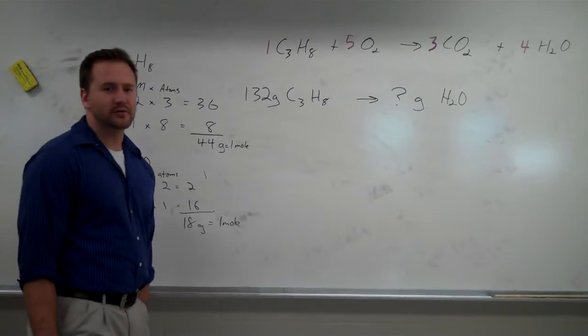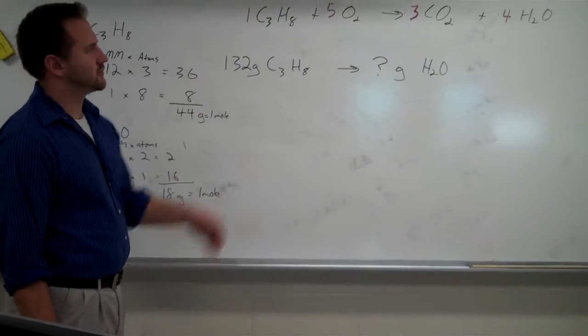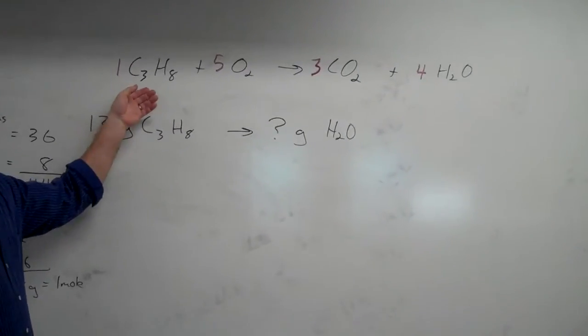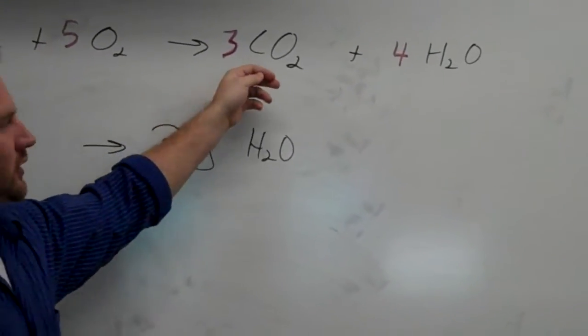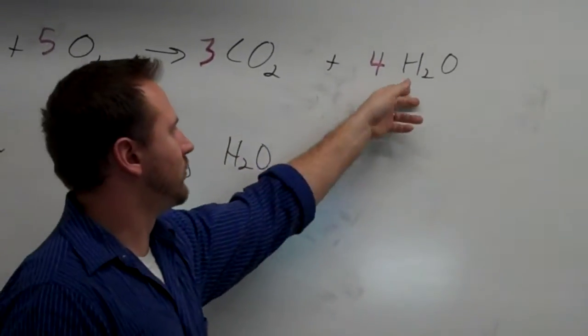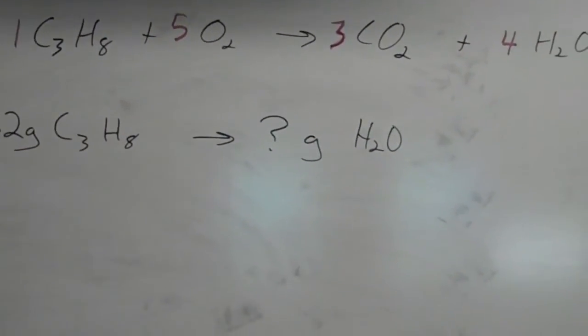So today we're going to be burning some propane. And the combustion of propane happens in a reaction that's shown right here. You have 1 mole of propane reacting with 5 moles of oxygen, forming 3 moles of carbon dioxide and 4 moles of water. That's our ratio that we're going to use to solve this problem.